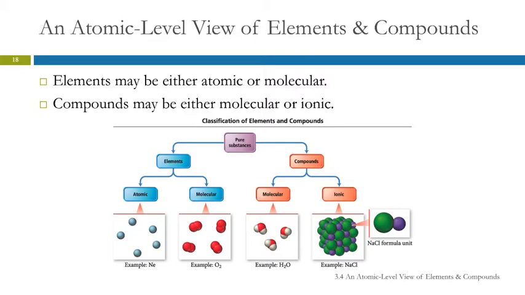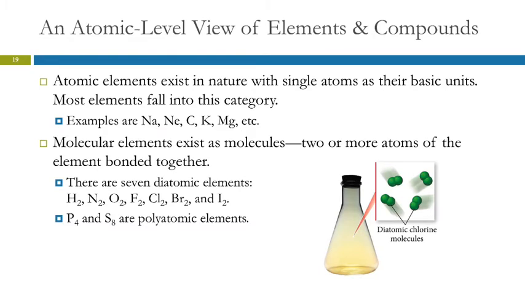Okay, so these names are descriptive of the substances. So most elements are atomic elements. In their pure state, the individual particles are atoms. So here's some examples. Most of the elements on the periodic table are that way. Molecular elements exist as molecules, two or more atoms of that same element bonded together. There are 7 that form diatomic elements, and these are ones we need to know, these guys.